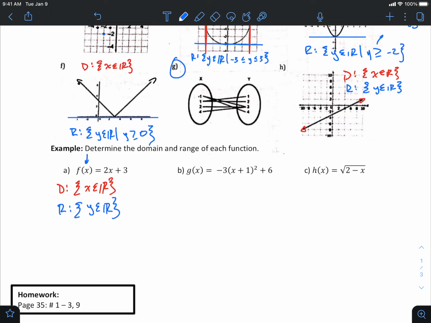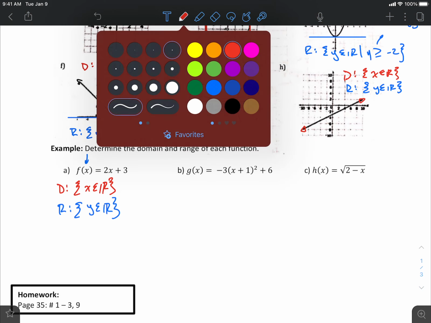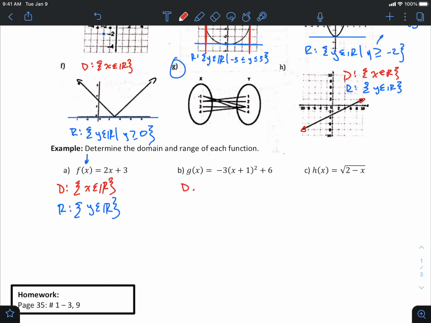A parabola, we already said what? What's the domain for a parabola? Can I put any boundaries on a parabola? Not in the domain, right? So I know right off the bat, the domain for a parabola, oh my goodness, I got to really try hard to draw those things.